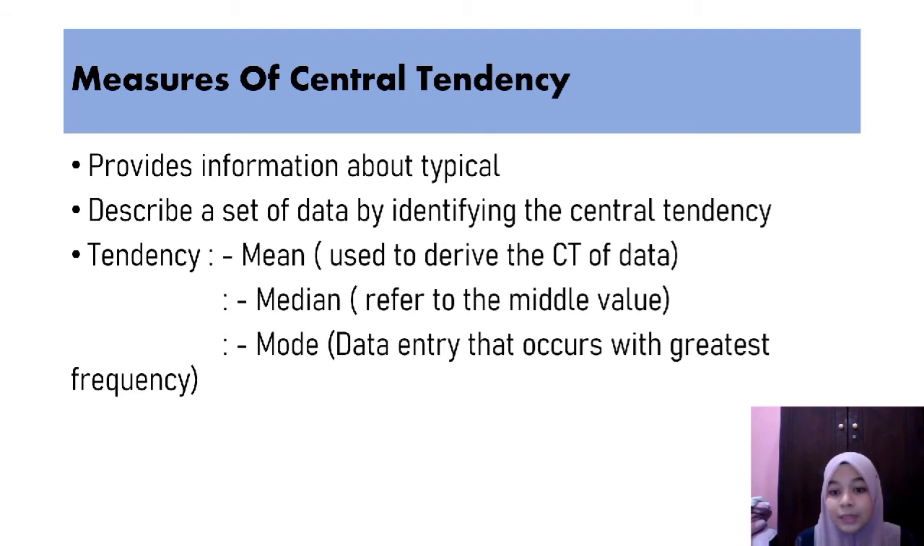Today I will present about measures of central tendency. Measures of central tendency provide information about the typical or average value of the data. The central tendency is a single value that describes a set of data, also called a measure of central location. We look at the calculation of three: mean, median, and mode.